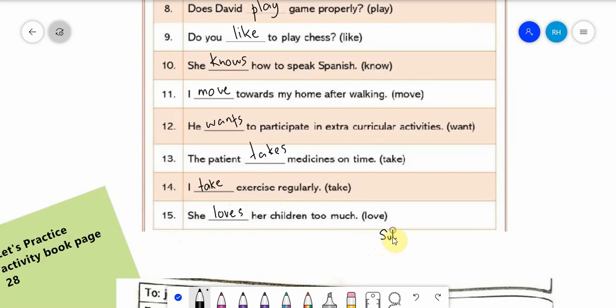Okay, so I repeat once again. For a singular subject, the verb must add s. For plural and I, no s or nothing to be added because we use the root word. Okay, this is specially designed for simple present tense.